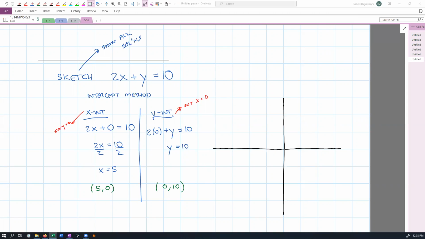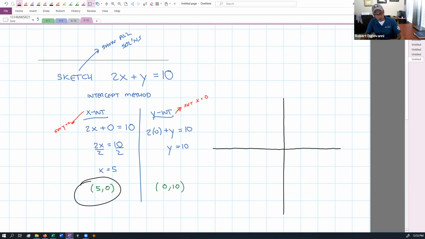Cool. Thank you. All right, so now time to graph it. I need an x-intercept of 5, 0. So I'm going to go to the right 5: 1, 2, 3, 4, 5. Here's 5. I'm going to put a dot here. And then my y-intercept is 0, 10. So I just go up 10: 1, 2, 3, 4, 5, 6, 7, 8, 9, 10. Well, it's way up there. And that's it. I have 2 points. Once I have 2 points, I just connect them with a straight line.